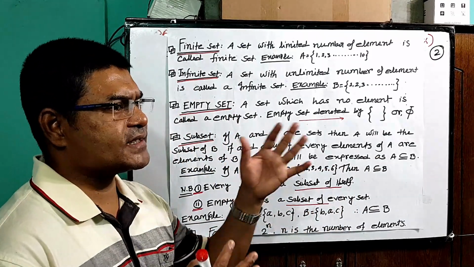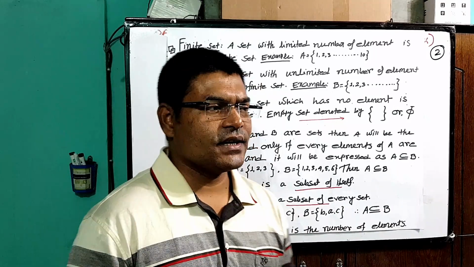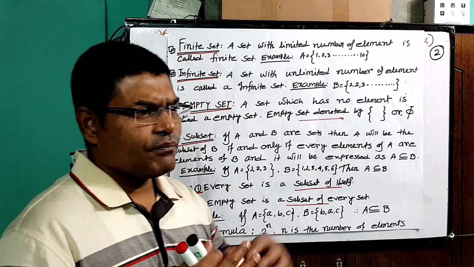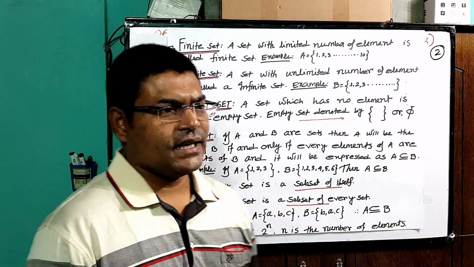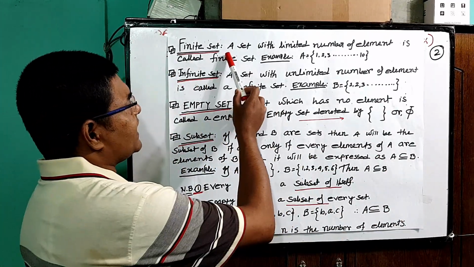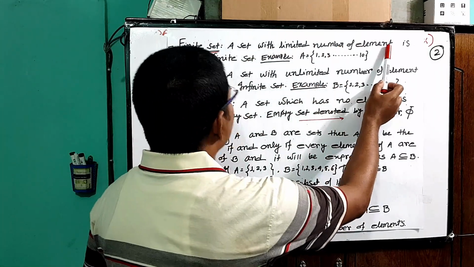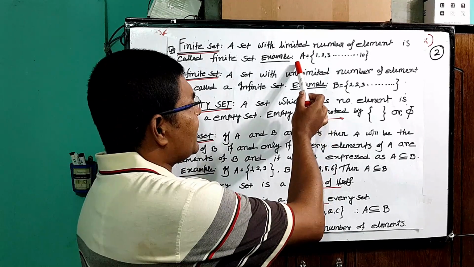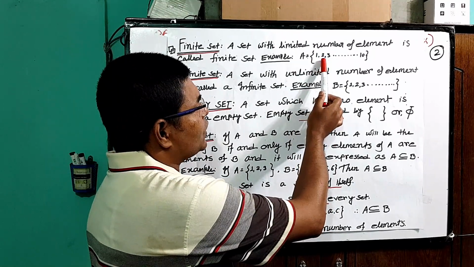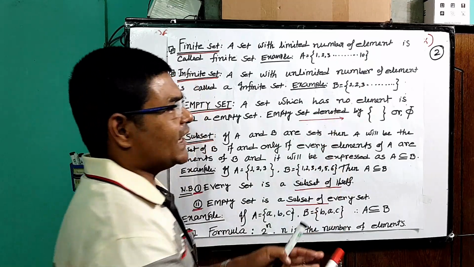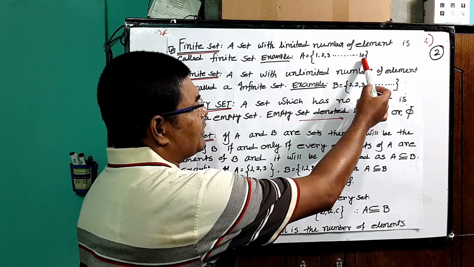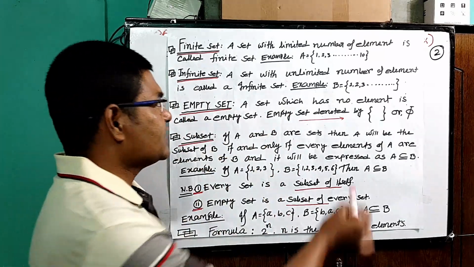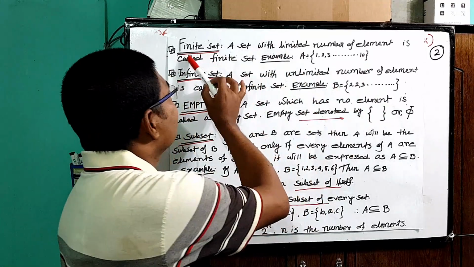So let's come to the point. Again we have to learn some definitions about set. Please follow the board. Finite set. That means elements are fixed. A set with a limited number of elements is called a finite set. You can see A equals 1, 2, 3 up to 10. That means a fixed number of elements. So this is the finite set.